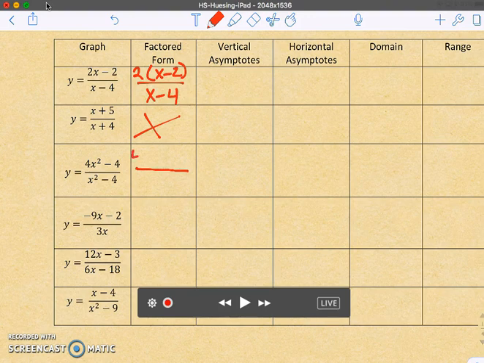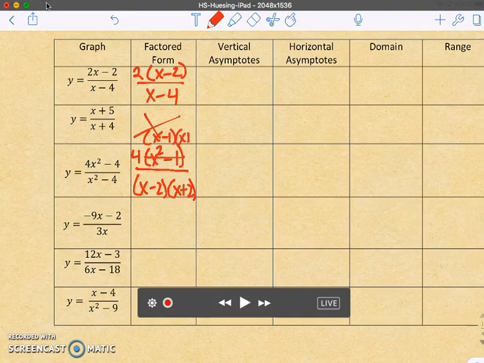What about this top one? Well, we could factor out a 4. So then it would be x squared minus 1. The bottom is a difference of squares, x minus 2, x plus 2. And I guess this is a difference of squares too, so this could be x minus 1, x plus 1. Can't factor this bottom one. We can factor out a 3, so 4x minus 1. Factor out a 6, x minus 3. And for this one, x minus 4, and then a difference of squares, x minus 3, x plus 3.